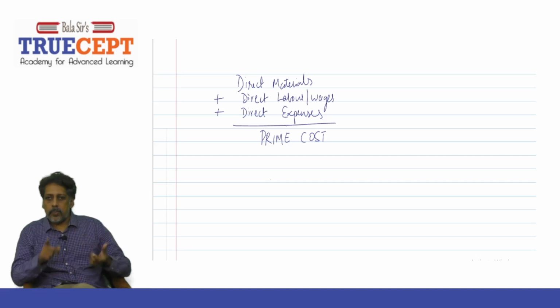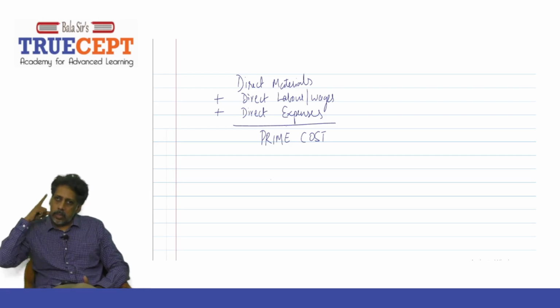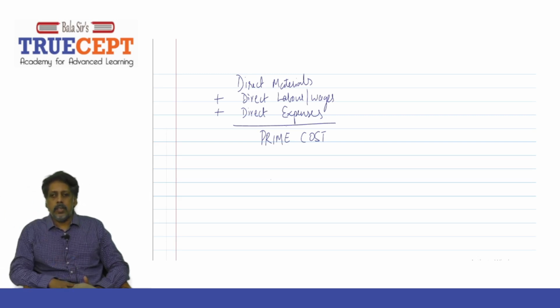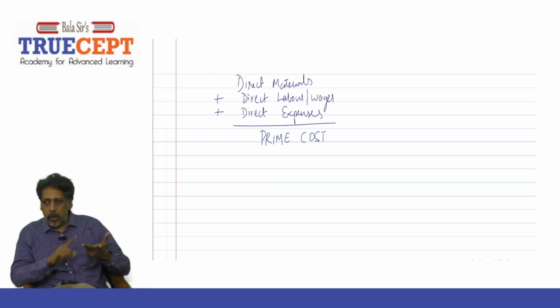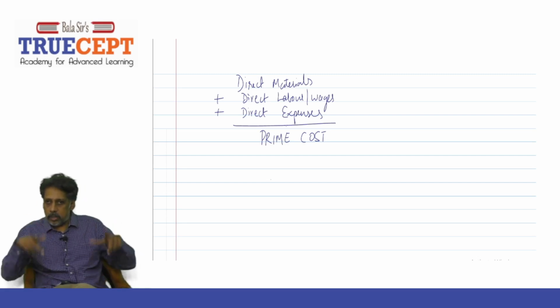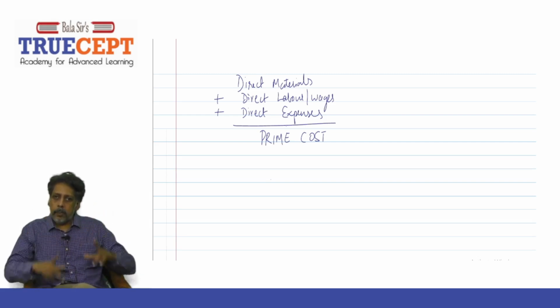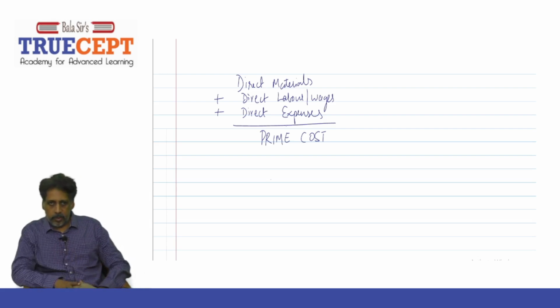So, what about direct expenses? For example, let us say a machine has been taken on rent to make 1,000 shirts. The rent I pay for the machine is for this particular job of making 1,000 shirts. That is an example of a direct expense. So, all these are direct costs, or you can say prime cost. You should know this term. Is that fine? Yes, sir.